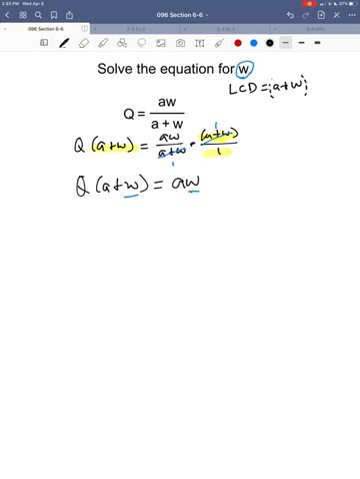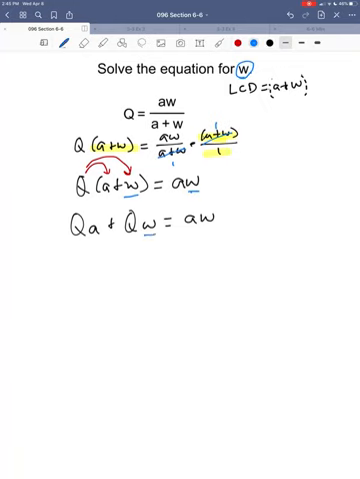The problem that's going to mess with me here is the fact that I've got these parentheses over here. I really need to get rid of those parentheses. So to do that, I'm going to distribute. I'm going to multiply the Q times both of those terms. So I'm going to get Q times A plus Q times W equals A times W.